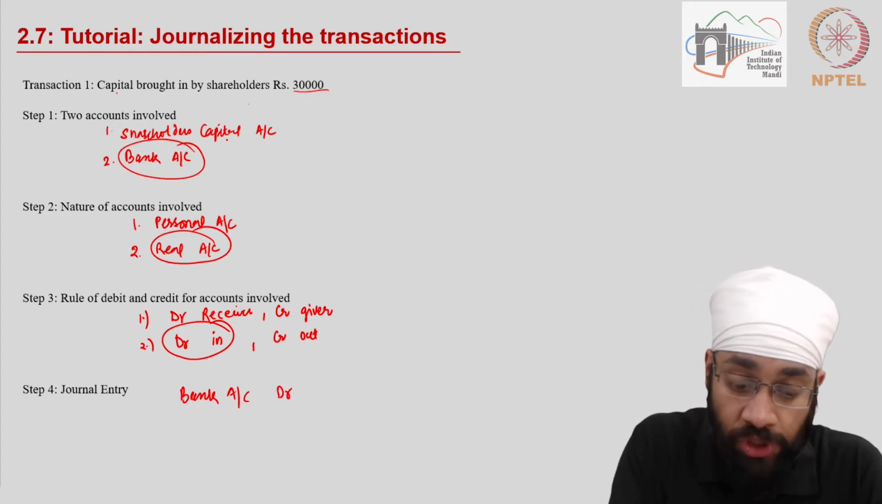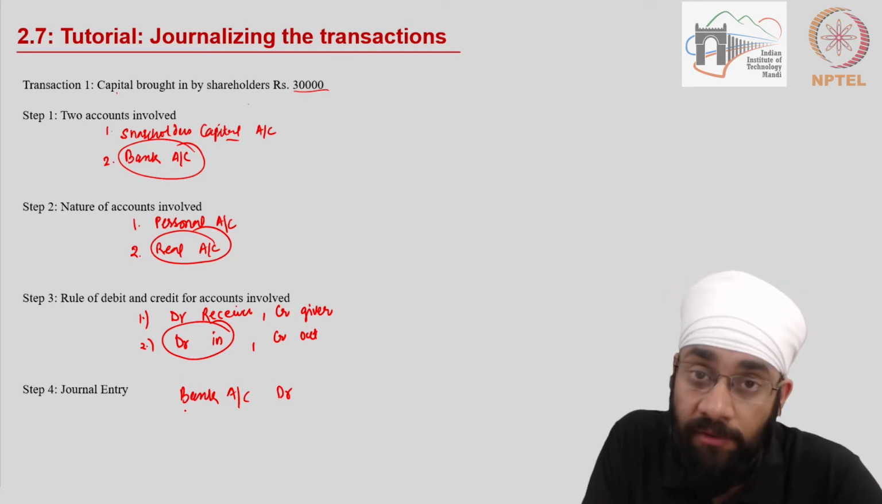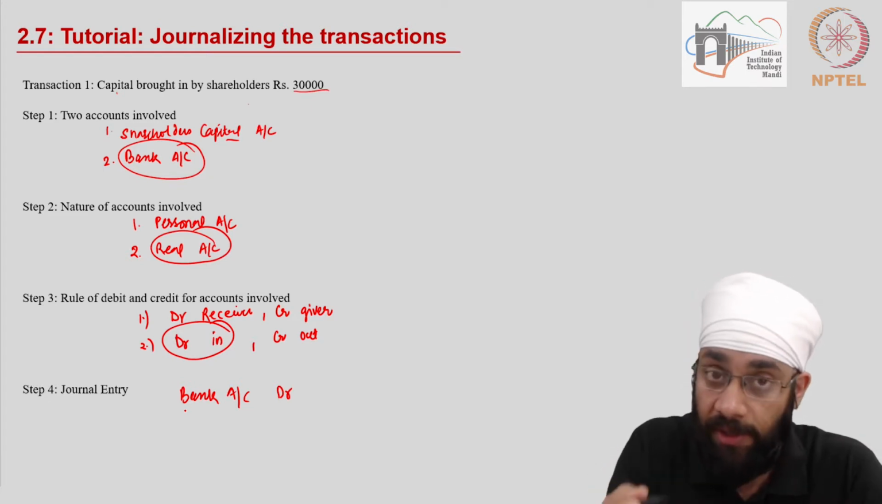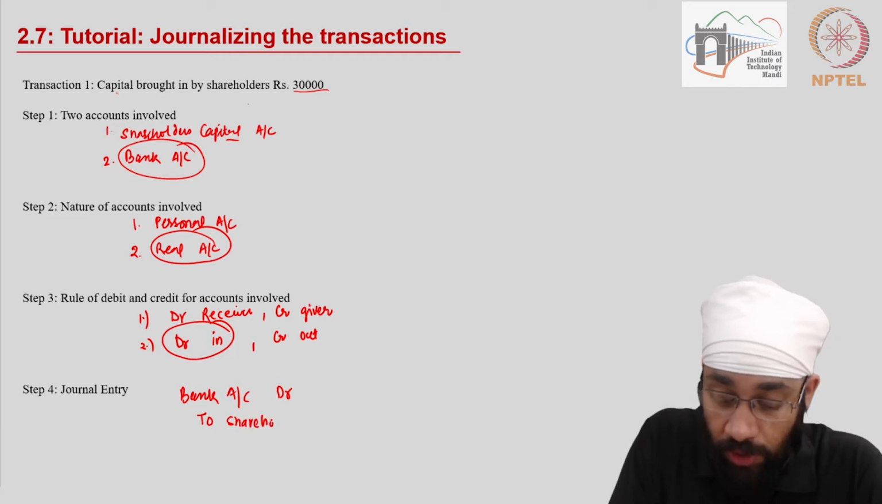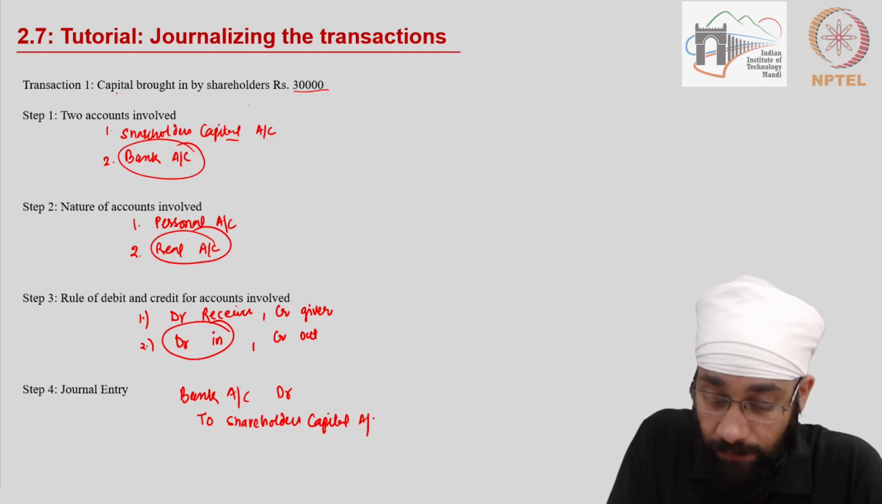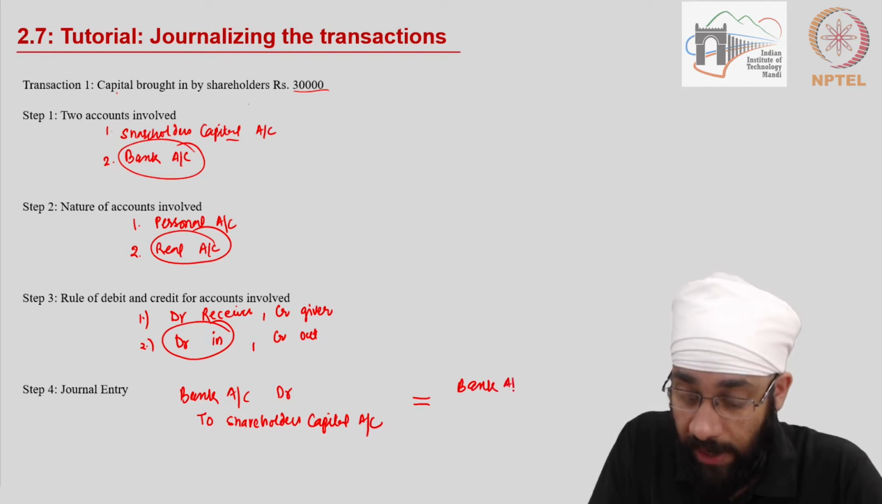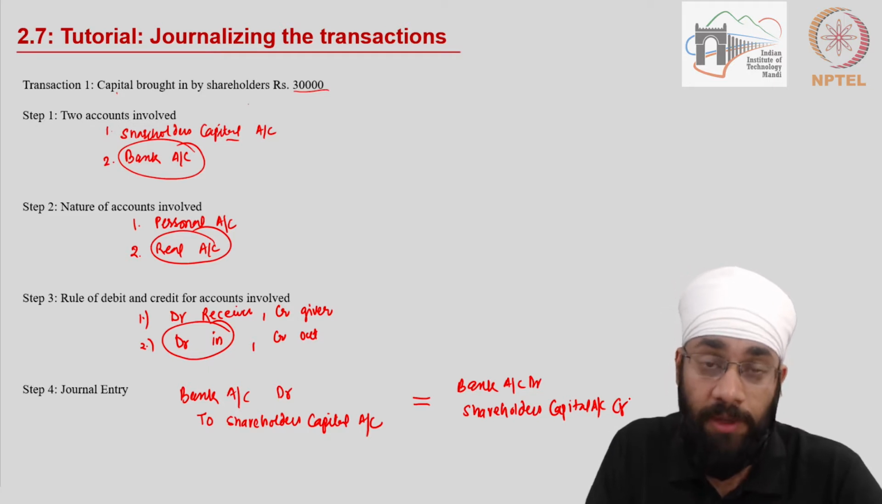On the other hand, you have shareholders capital. And now in this video, I'm going to use the alternative convention to write the credit account, which is as follows. To shareholders capital account. Now it is same as writing bank account debit and shareholders capital account credit. It does not make a difference.